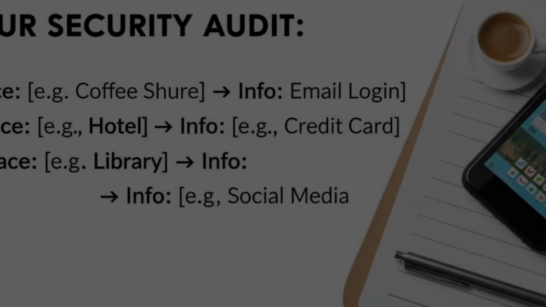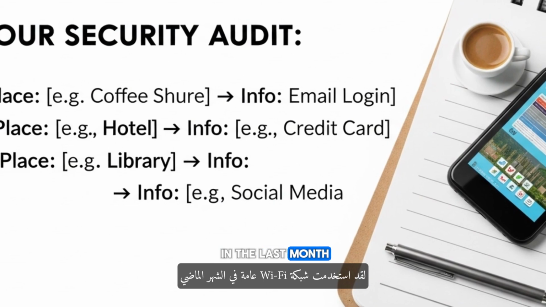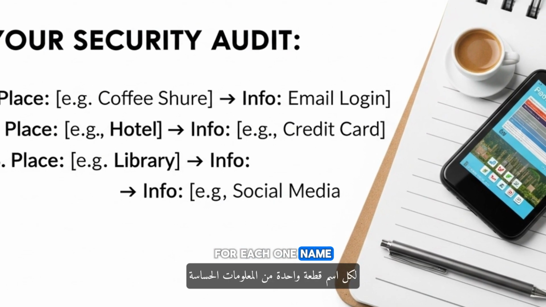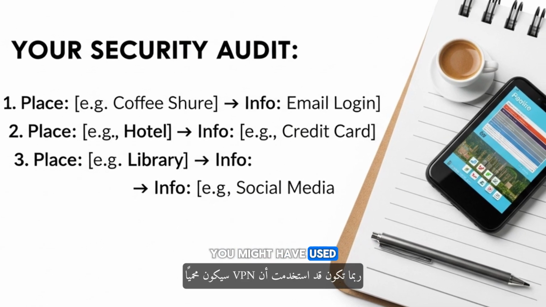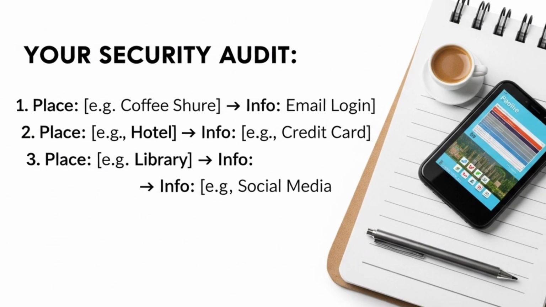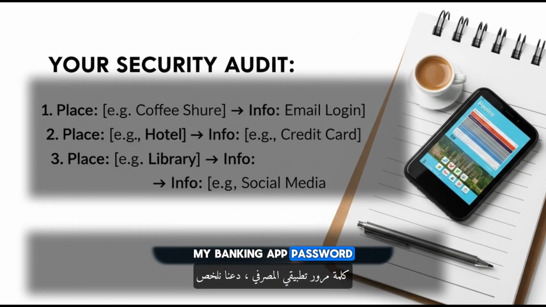Think about it. List 3 places you've used public Wi-Fi in the last month. For each one, name one piece of sensitive information you might have used that a VPN would have protected. For example, at the airport, my banking app password.